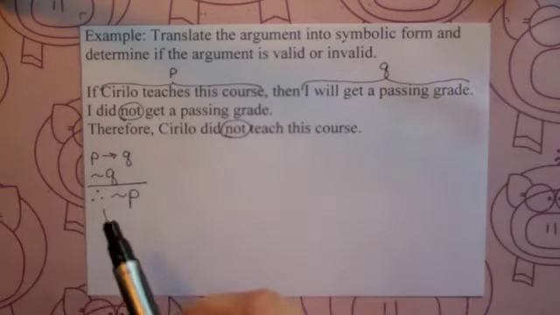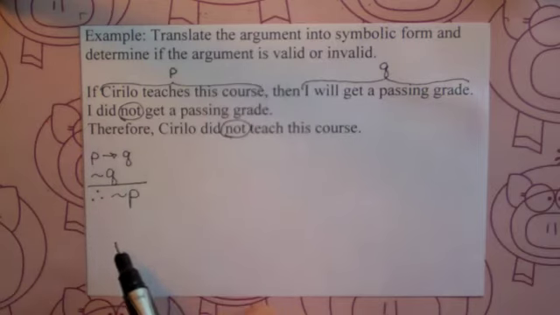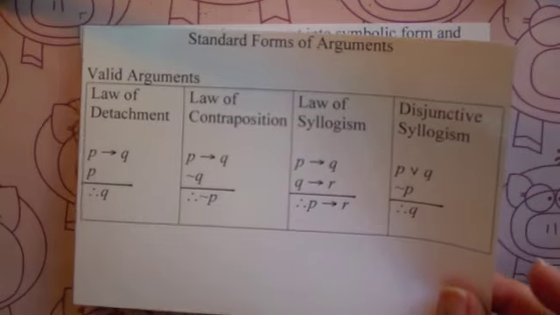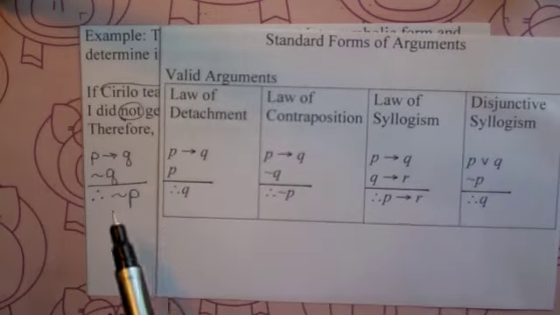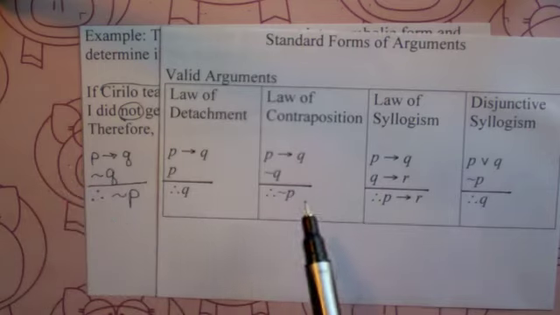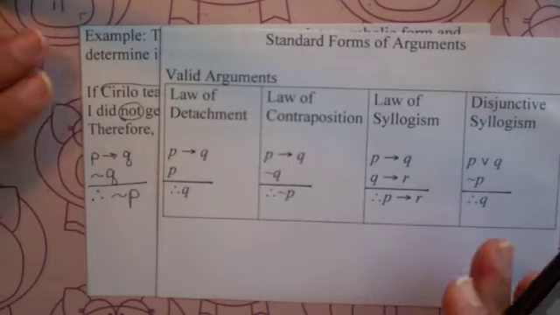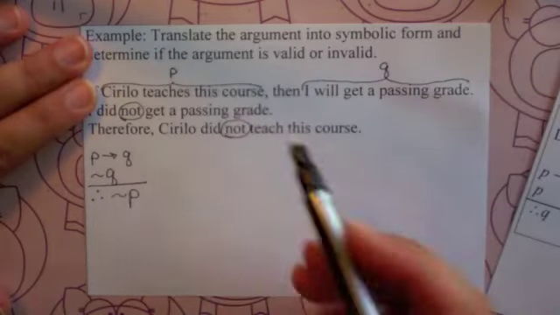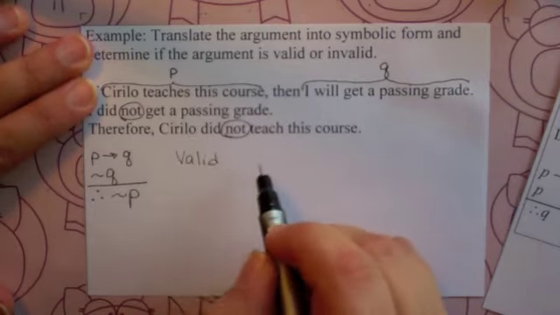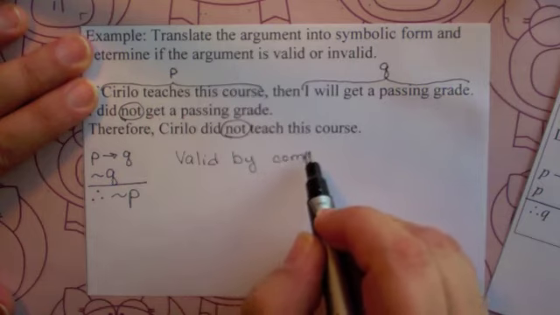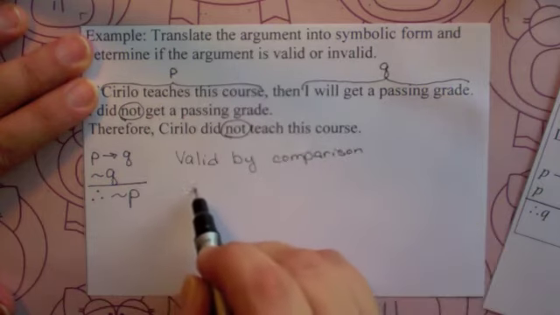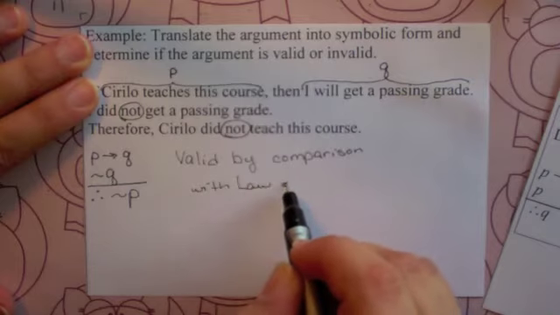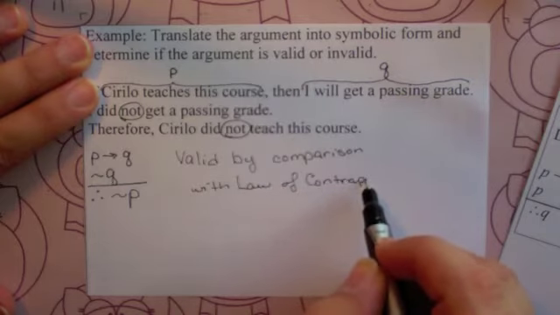Okay? Now, we could either make a truth table for this argument or compare it to a standard form. And if you remember our standard forms, you could see here that this standard form is right here. It's the one we just did in the previous example. It's the law of contraposition. So I don't have to do a truth table again. I could say that this is valid by comparison with the law of contraposition.